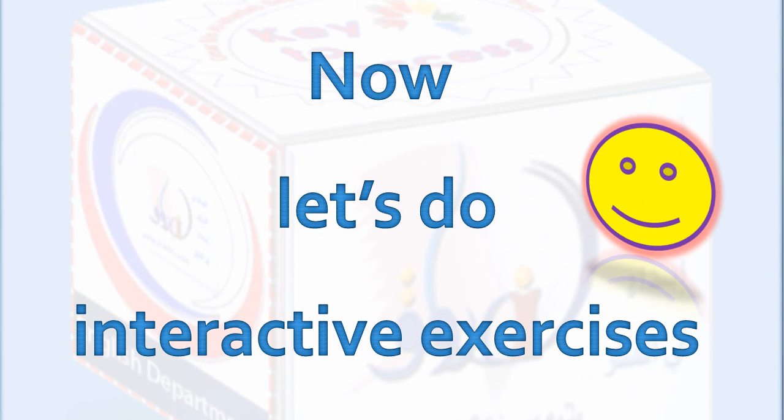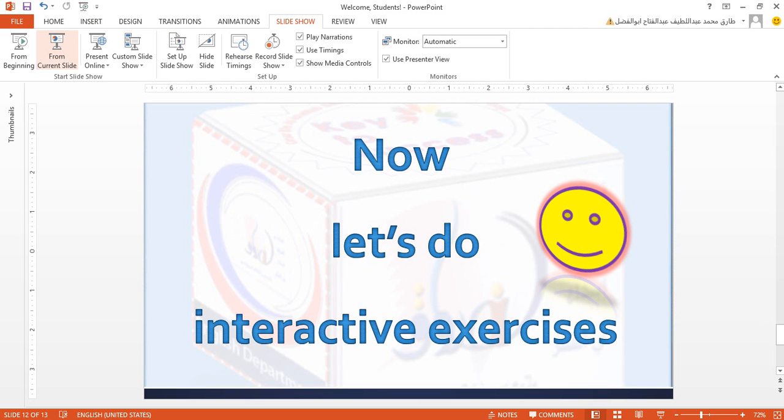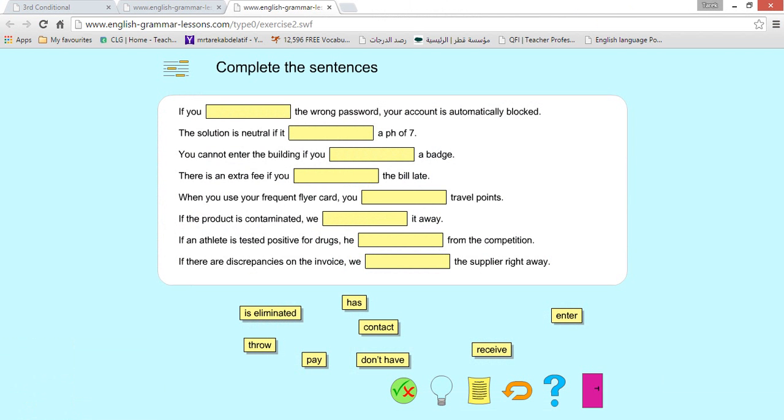Okay guys, now let's do interactive exercises. Some exercises that you will enjoy. Let's start with type 1. We have to complete the sentences. I'll read them for you. The first one: if you the wrong password, your account is automatically blocked.